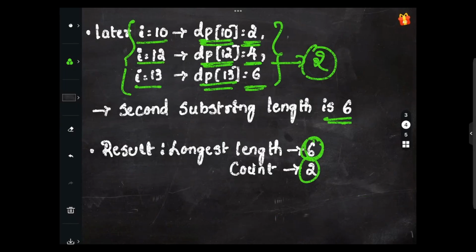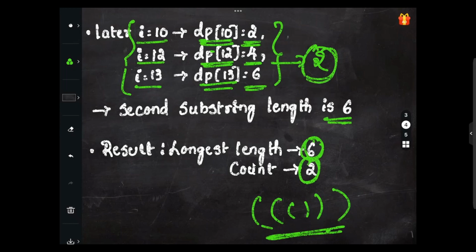So the longest substring length is nothing but 6, right? This one length was 6 basically, that I have already shown, and DP of 10, DP of 12, DP of 13, this will be 6 as well, and the count we got here is 2 basically, the second time, right? So the count is 2 and the longest length is 6 here, right?